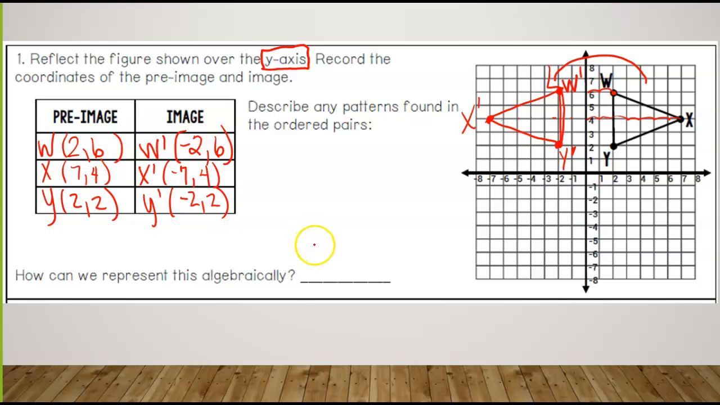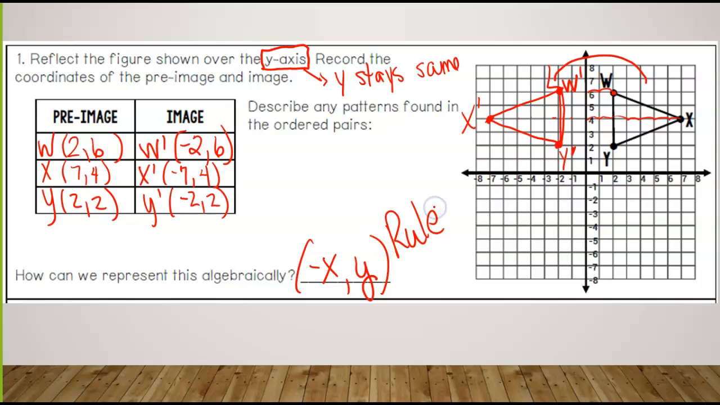All right, now I need to write the rule. If we're reflecting across the y-axis, which coordinate stays the same? The y coordinate. Remember, that means the y stays the same. X becomes the opposite. This right here is our rule. Algebraic representation, that's our mathematical rule. It tells us mathematically the y value stayed the same, the x value became its opposite.